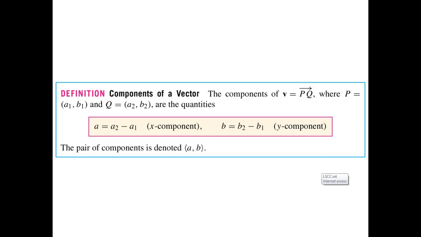A2 minus A1 is the x component of that vector, and B2 minus B1 is the y component of that vector. That pair of components is denoted as the vector AB. That vector V, AB, would be the same if its initial point was at the origin or anywhere else in the plane. It will always have the same magnitude and always have the same direction.